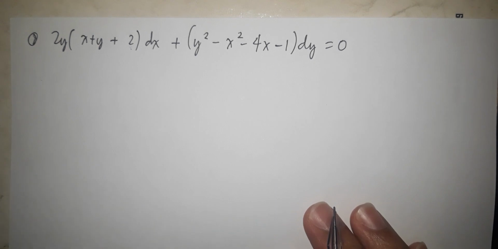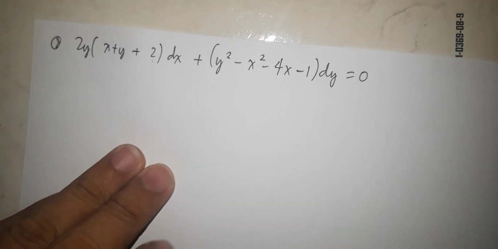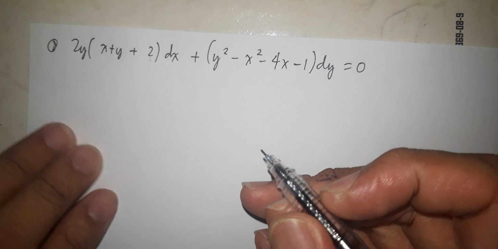Okay, let's have another example. So you have 2y times the quantity x plus y plus 2 dx plus quantity y squared minus x squared minus 4x minus 1 dy is equal to 0. So again, first thing to do is to identify whether the given is exact or not.